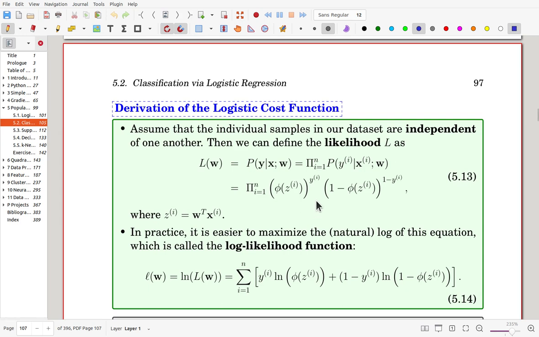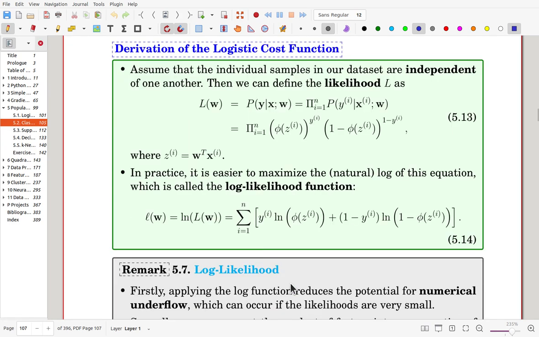However, in practice, we often apply a logarithm to get the log likelihood. After taking the logarithm, we get this equation. The product is changed into a summation, and the power becomes simple multiplication.